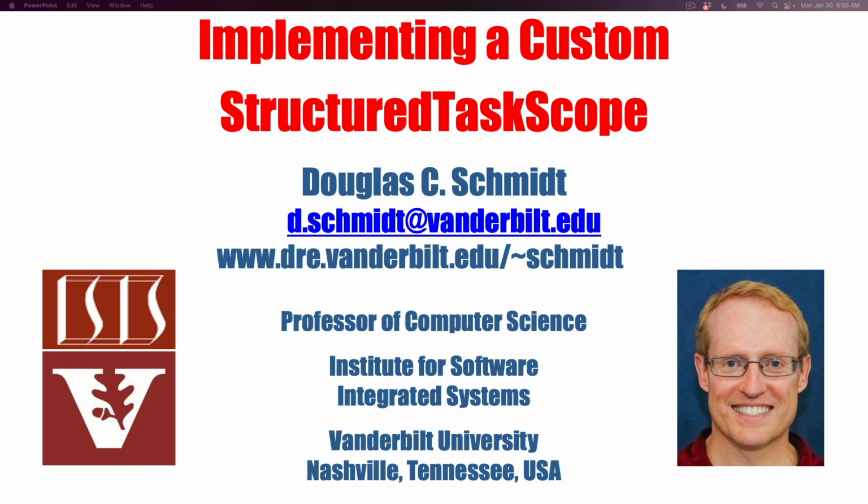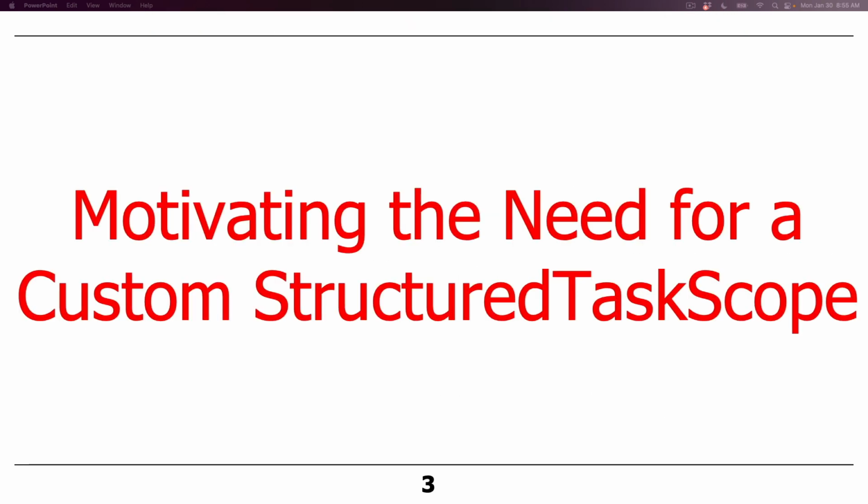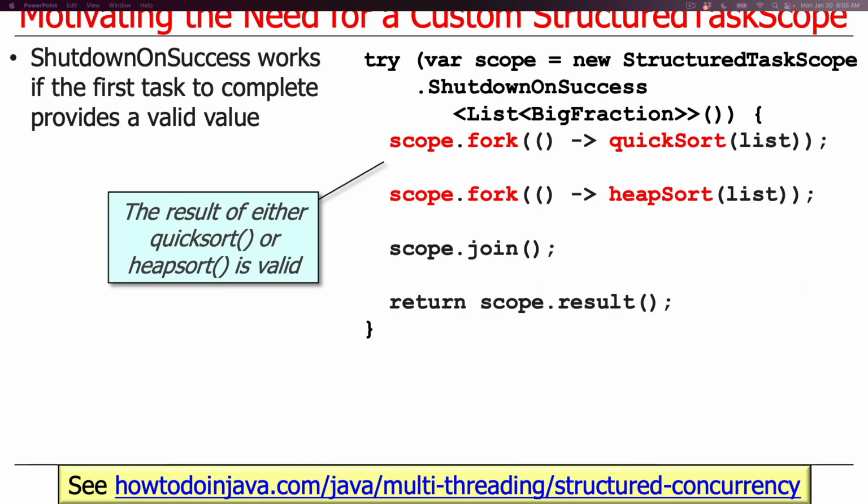Keep in mind before we get into this that there are two nested subclass implementations of structured task scope that come out of the box, and that is shutdown on failure and shutdown on success. So you should be familiar with those before we get much further. We're going to talk about how and why you would want to implement a custom task scope. So first, let's motivate the need for one of these things.